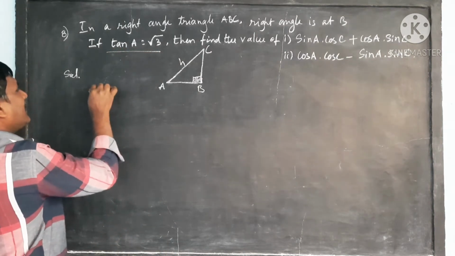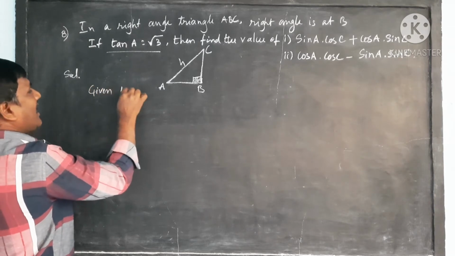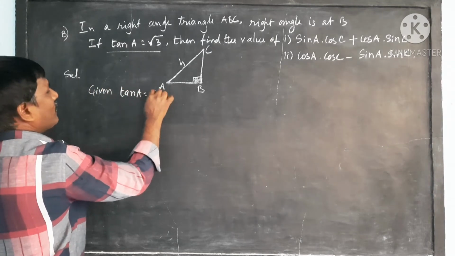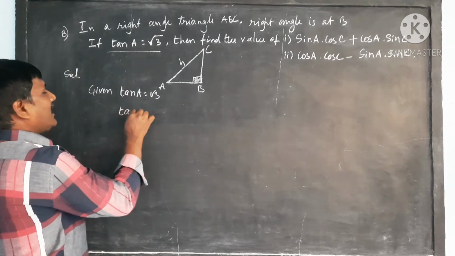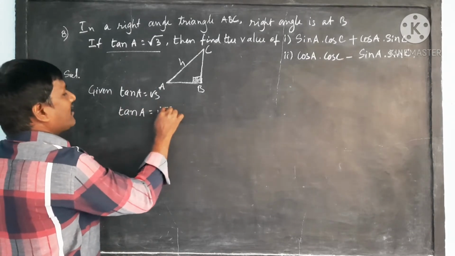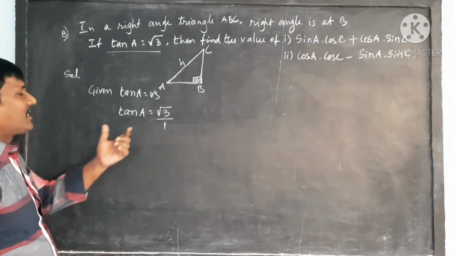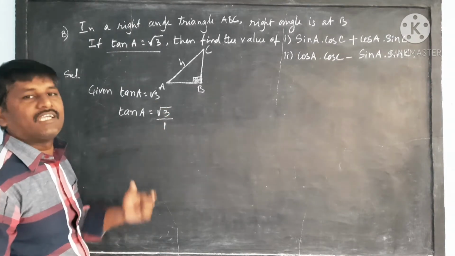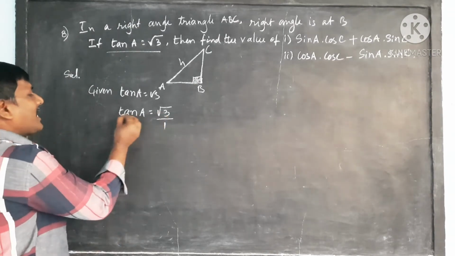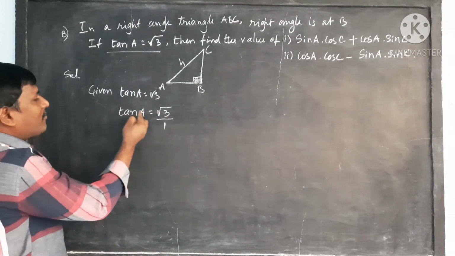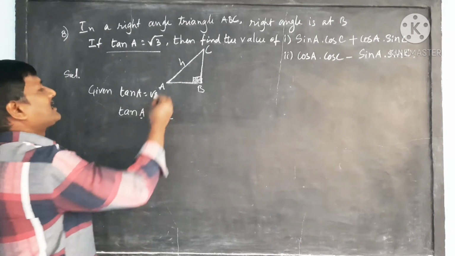You have to write: given tan A is equal to root 3. This can be written as tan A is equal to root 3 by 1, because as a trigonometric ratio you have to write it in the form of a ratio. So root 3 by 1 you can write. So tan A means opposite side to angle A by adjacent side to angle A.